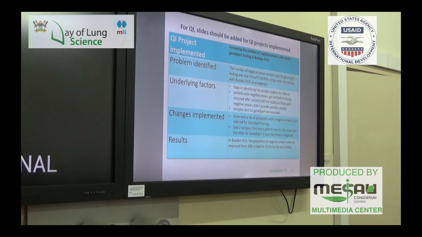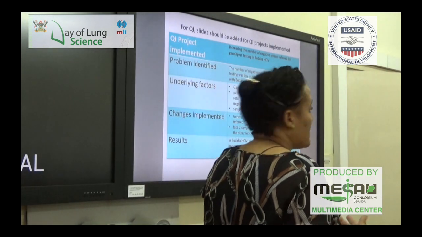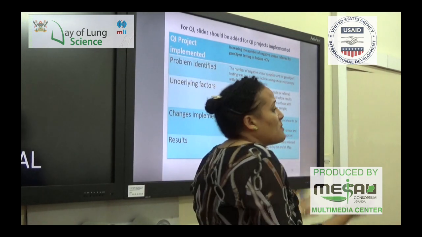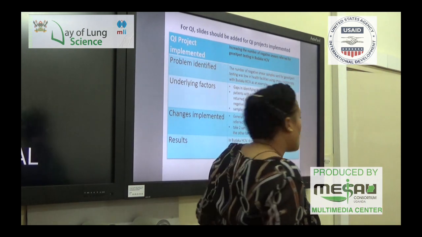And the underlying factors, now this is a gap analysis, is that they had gaps in identifying the samples that were eligible for referral, and the patients with negative smears got lost before the results returned, or results were returned after the patients left the facility. So those who had negative smears couldn't provide another sample. And then the samples that were sent for gene expert were not recorded. So those were some of the gaps. Of course, they can't address all of these gaps at once, so they chose one.